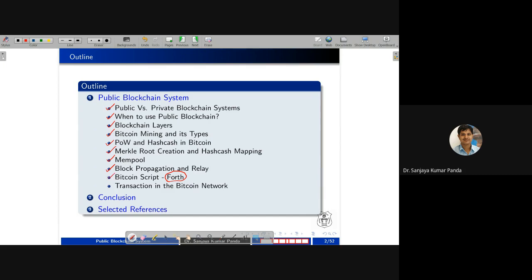And in the last part, we are going to discuss what kind of transactions happen in the Bitcoin network in much more detail. So you can expect this in this particular lecture. And after covering this part, I'll show you some coding so that you can relate the theory with the coding concept.